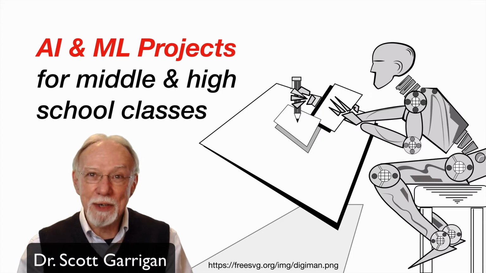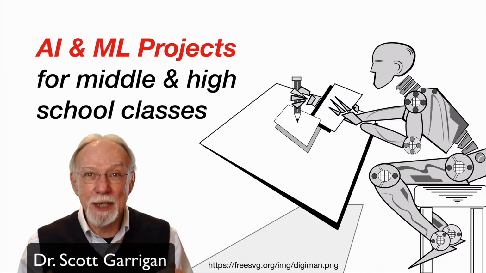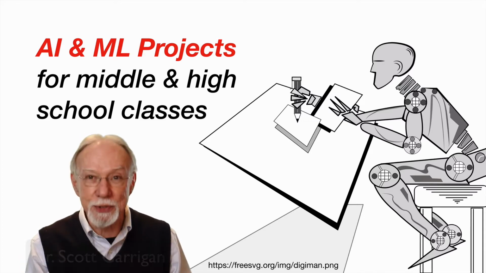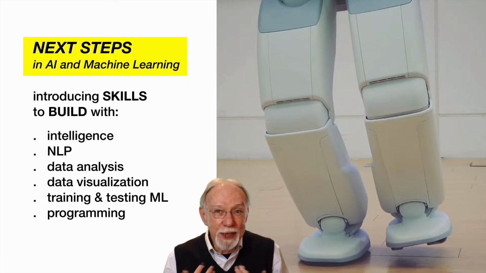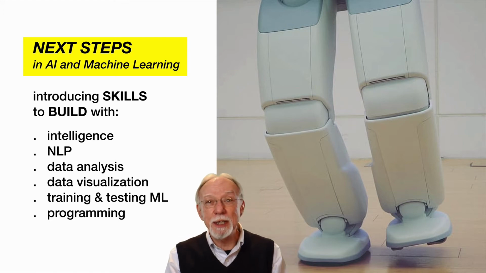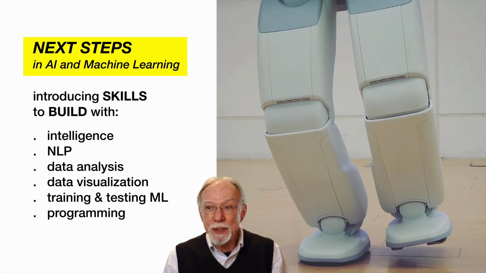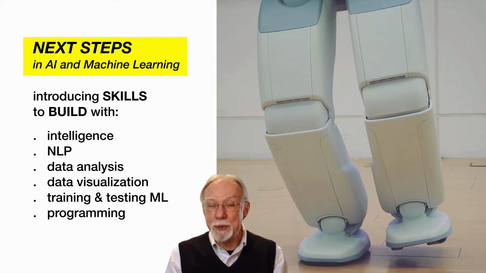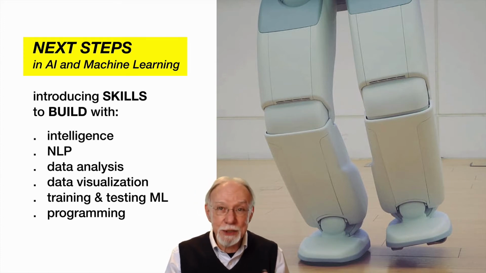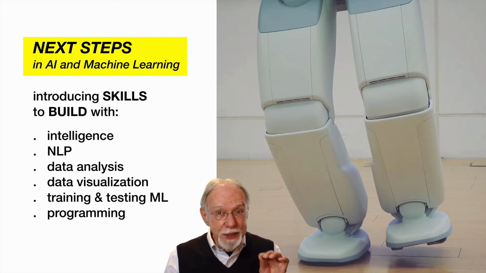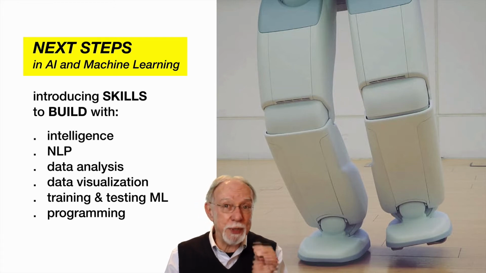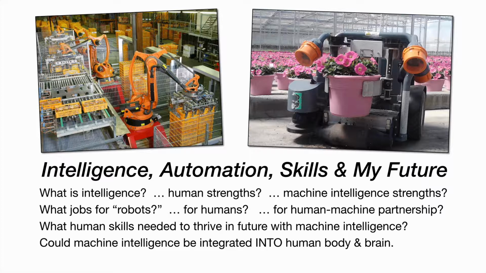There are a lot of projects relating to AI and machine learning that secondary students can do. So the next steps for them in AI and machine learning would involve building skills in the area of intelligence, natural language processing, data analysis and visualization, training and testing machine learning programs and algorithms, and of course some programming.